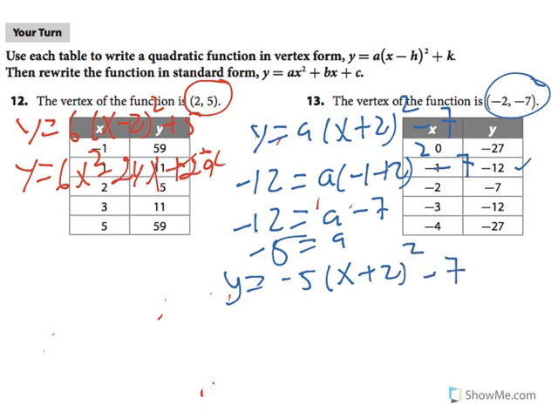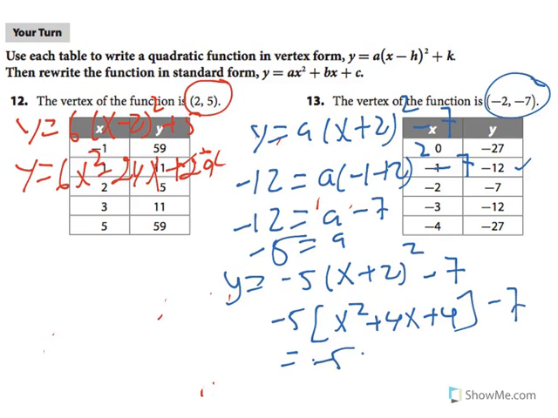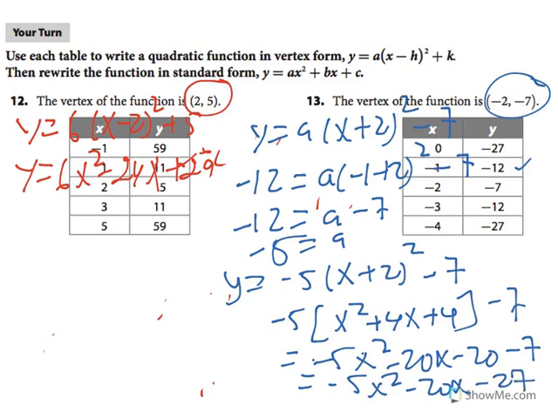So then we can FOIL this out. So negative 5 times x squared plus 4x plus 4, minus 7. So negative 5x squared minus 20x minus 20 minus the 7. So the standard form is negative 5x squared minus 20x minus 27. Okay?